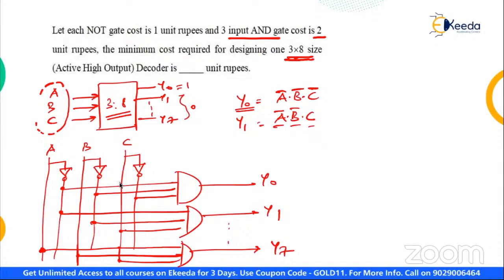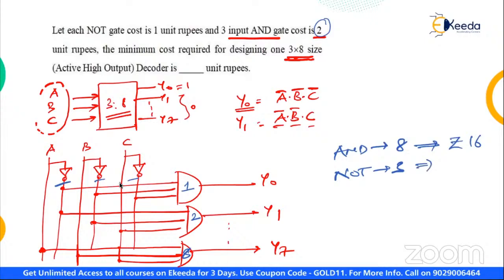So if you keep counting, this is AND gate number 1, AND gate number 2, likewise, you require 8 AND gates. So the number of AND gates required is 8. Number of NOT gates, 3. And that makes your complete circuit. So for AND gate, the cost is 2 rupees. So how much is required here? 16 rupees. And the cost of one NOT gate is 1 rupee, so it is 3 rupees here. Moral of the story, you require 19 rupees. Please correct me if I'm wrong. So you require 19 rupees.